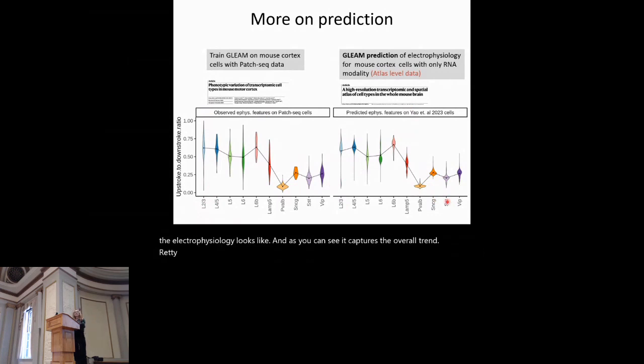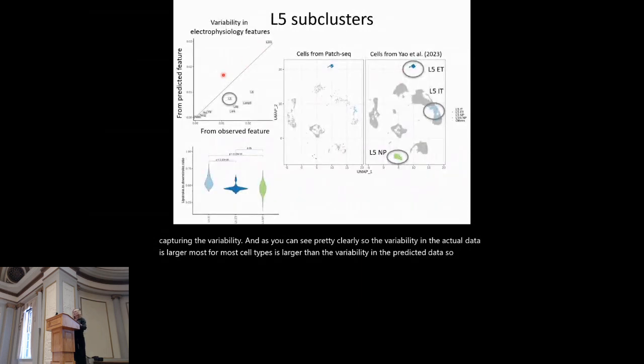And then, of course, the next thing that we want to ask is whether it's actually capturing the variability. And as you can see pretty clearly, for most cell types the variability in the actual data is larger than the variability in the predicted data. So I have a better quantification of this. For each cell type, this is the variability in the patch data, and this is the variability based on the predicted data using the atlas level RNA-seq data.